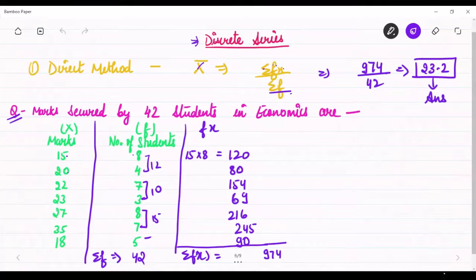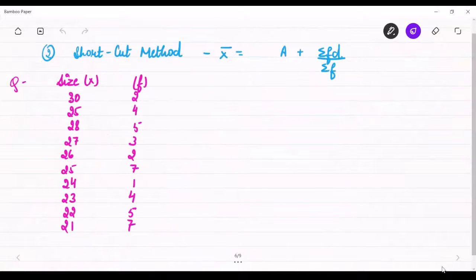Now let's move ahead. We are going to cover now the shortcut method under grouped data and discrete series. The formula under the shortcut method in order to find the arithmetic mean in discrete series is A plus, where A is the assumed mean, same as the earlier assumed mean. Then we have summation of fd upon summation of f. So first we need to calculate d.